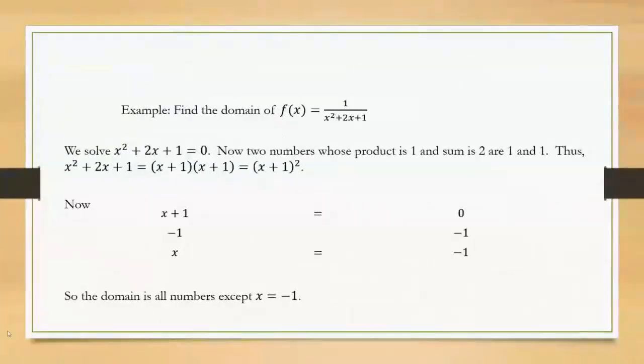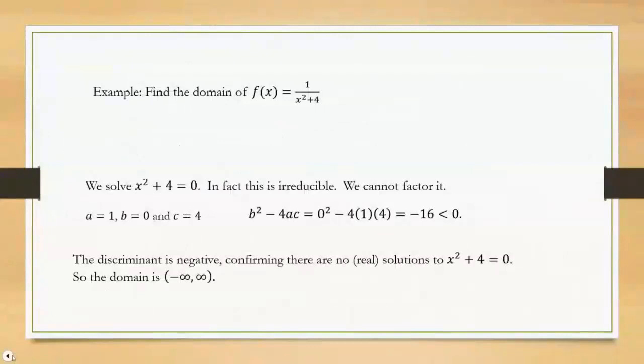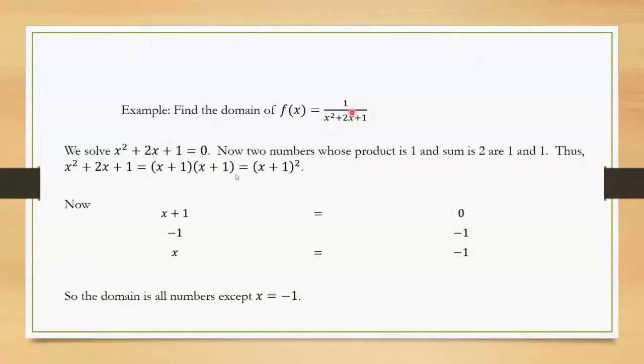So here's another example that'd be good to do. So that's the wrong button. So let's say we had this, okay? We have 1 over x squared plus 2x plus 1, okay? And let's say we want to find the domain. So again, the domain is all numbers x such that the denominator is not 0.